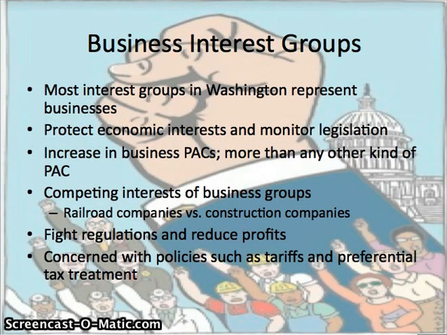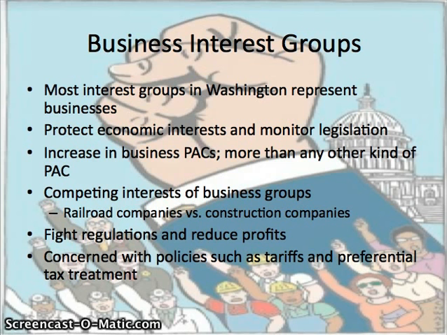Business interest groups, okay, so very different from labor interest groups. This actually makes up the vast majority of interest groups that have offices in Washington. About 70% of all interest groups are representing businesses, not laborers like we were just talking about, but businesses.